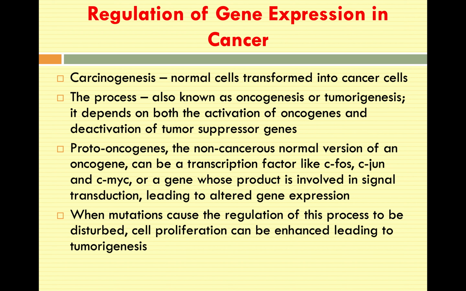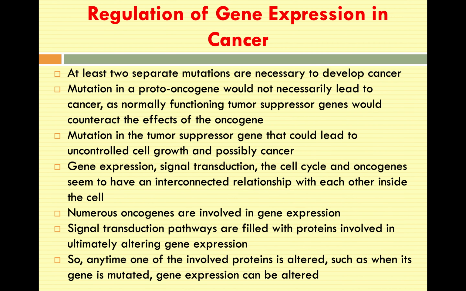Apart from that, we have proto-oncogenes, which are a non-cancerous normal version of an oncogene, which could be a transcription factor like c-Fos, c-Jun, and c-Myc, or a gene whose product is involved in signal transduction, which could lead to an altered gene expression. When mutations cause the regulation of this process to be disturbed or altered, cell proliferation can be enhanced, leading to tumorigenesis, which means that later on it couldn't be controlled. At least two separate mutations are necessary to develop cancer, as we know, oncogenesis and tumorigenesis.